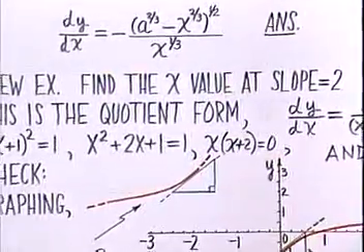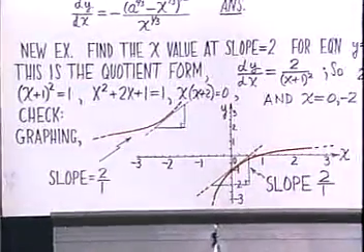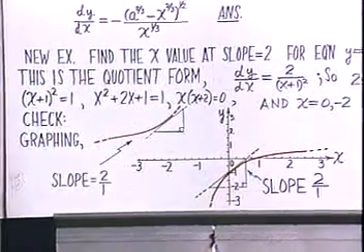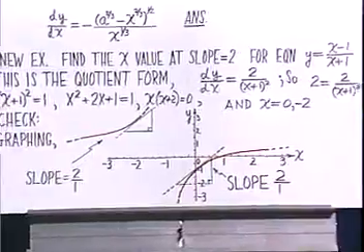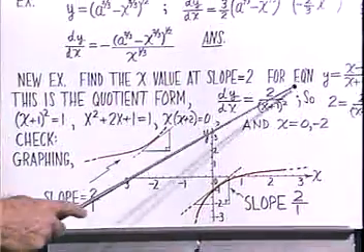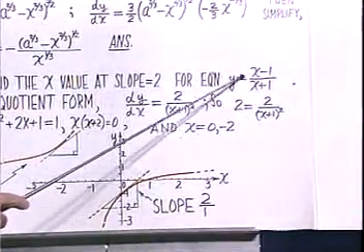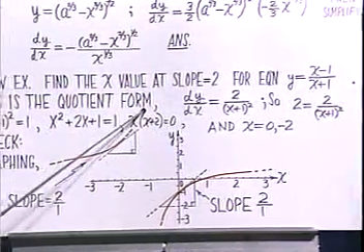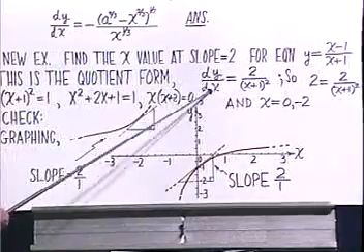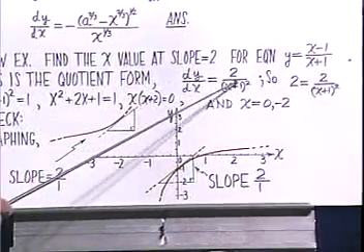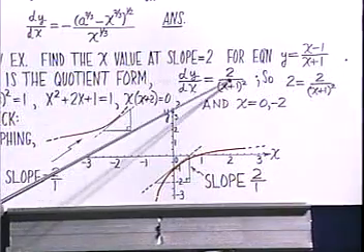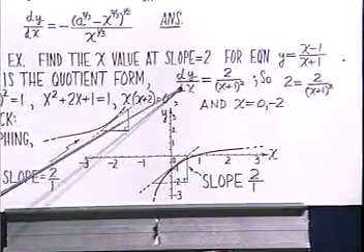Now, here's another example here. Find the x value at slope equals 2. Now we've reversed the thing for this equation here, which we had done just before. This is the quotient form, which we found to be this. The derivative of this equation is this. And now we say the slope is 2. What's the x value? Well, this is the slope.